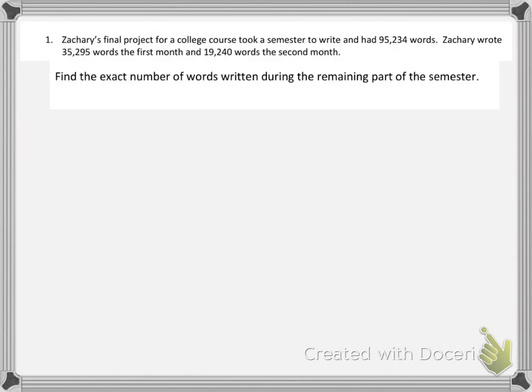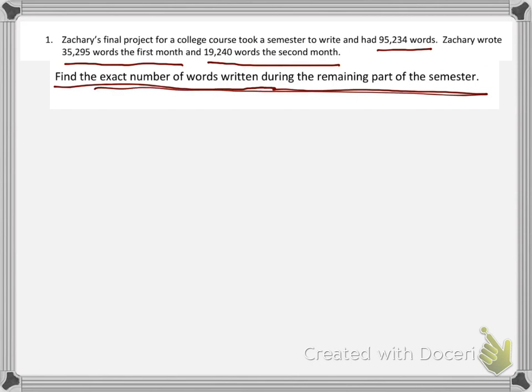All right, so now we are going to look at our next word problem here, and we're going to see Zachary's final project for a college course took a semester to write and had 95,234 words. Zachary wrote 35,295 words the first month and 19,240 words the second month. Find the exact number of words written during the remaining part of the semester.